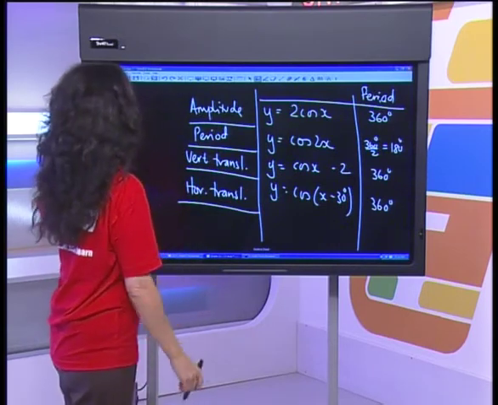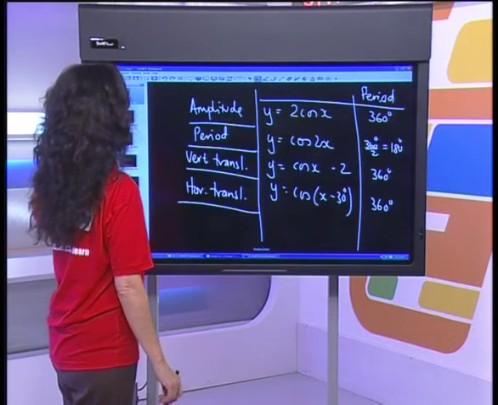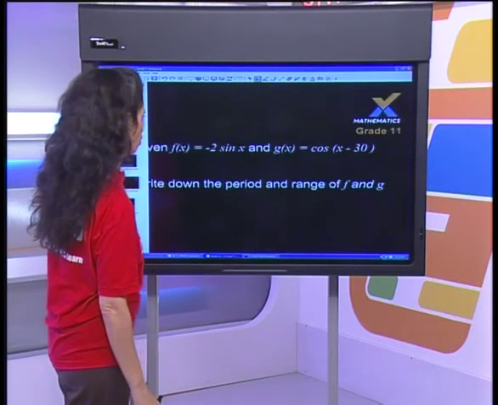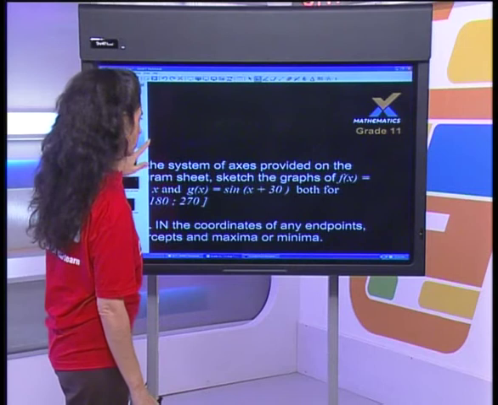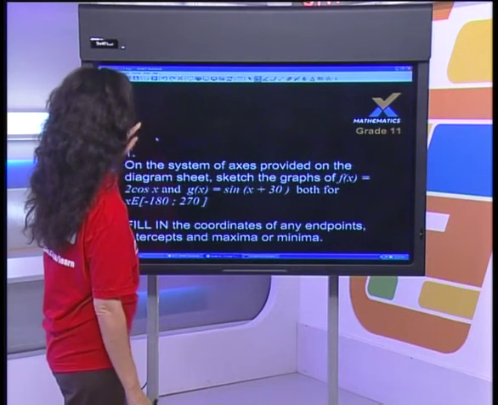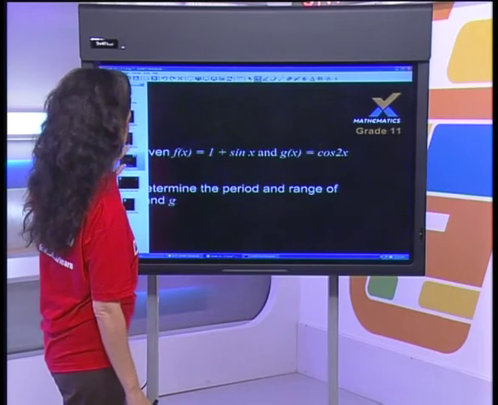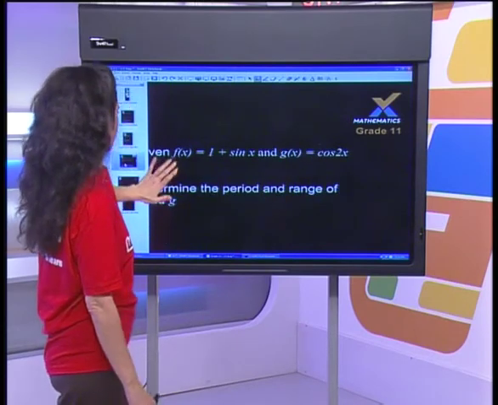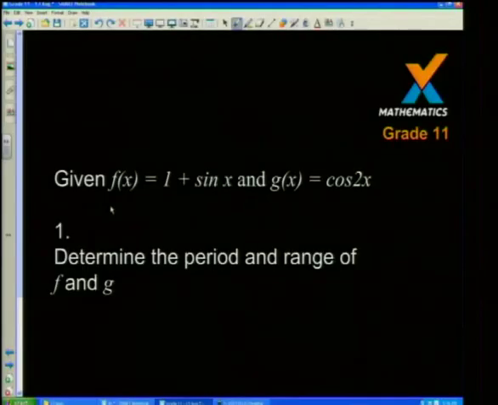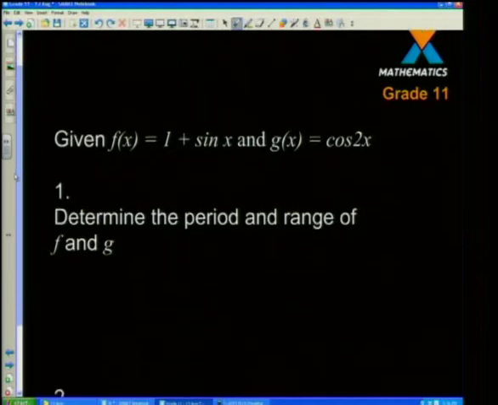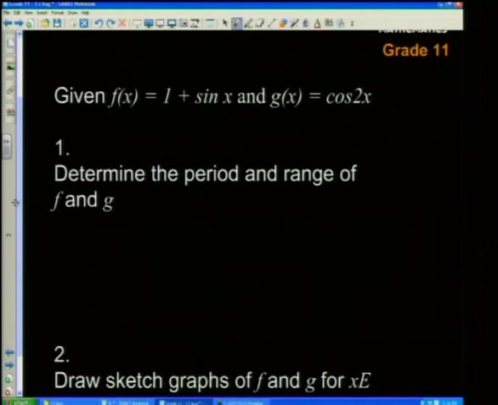Right, let's see if I can find on one of our pages. Let's see if we've got a period change. No period change. Let's see if we've got a period change here. No period change either. Okay, let's look at this one. If we're given f of x equals 1 plus sine x and g of x equals cos 2x, determine the period and range of f and g.